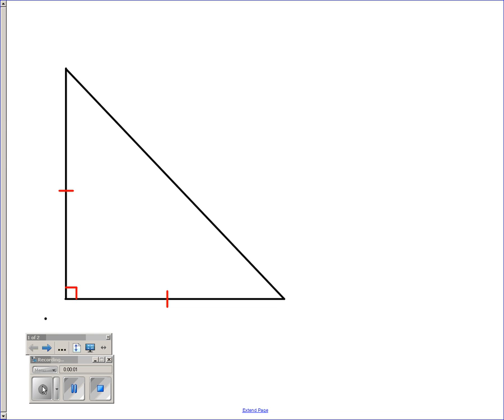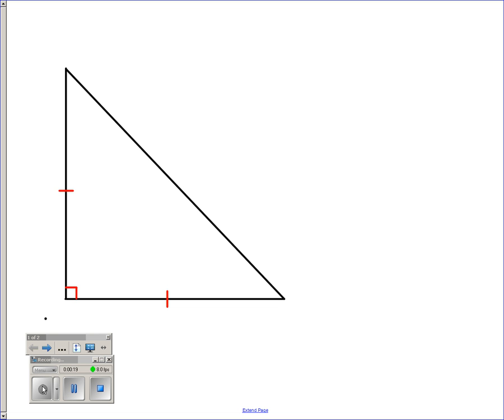Okay, guys, today we're going to be looking at section 7.4. It's on the two special right triangles that we have in geometry that form the foundation for everything in pre-calculus, calculus, and beyond. So let's take a look at this right triangle here.